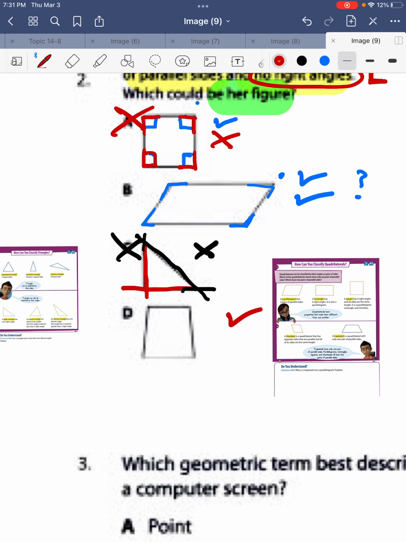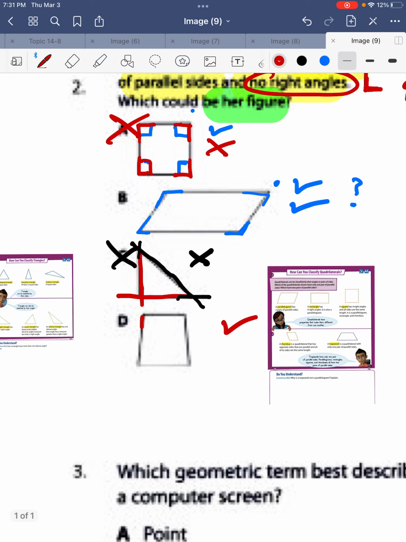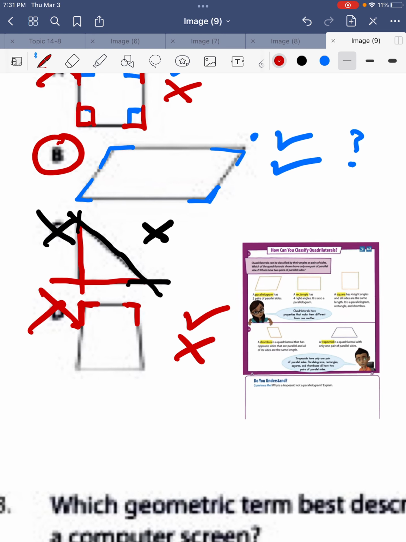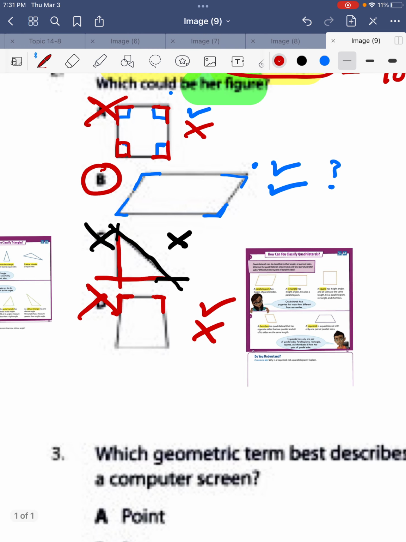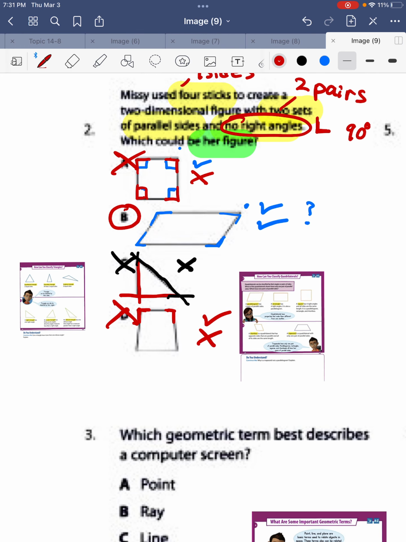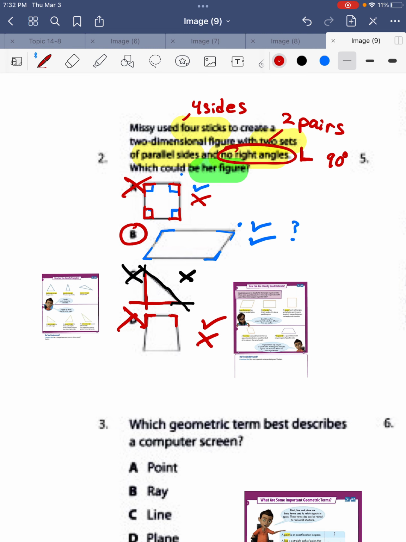So now let me see if I have four right corners, okay? I have a perfect corner here, and I have a perfect corner here. So I definitely have right angles in this one. So I'm going to put an X. This one cannot be my answer. My answer is B, okay? So that's how you do number 2.